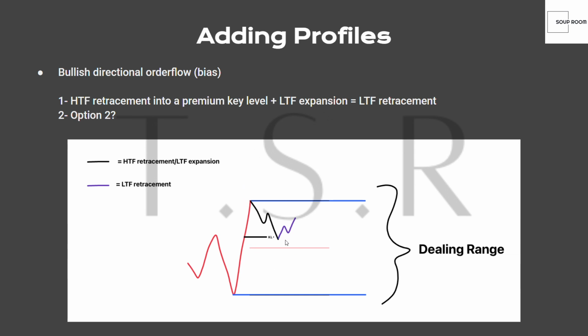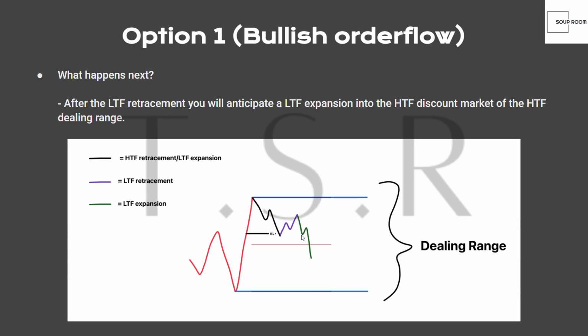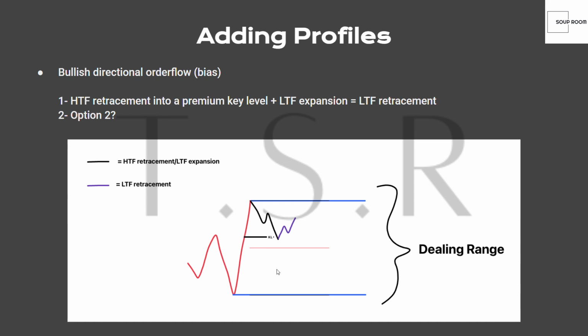into a premium key level. If there is a key level in a premium and price expands to it on the lower time frame, retracing to it on the higher time frame, we will then expect to see a lower time frame retracement. Right after this lower time frame retracement, we will expect to see an expansion below the midpoint. Okay, so what happens next, right? What happens after this retracement, after the lower time frame expansion into a bullish key level above the midpoint?